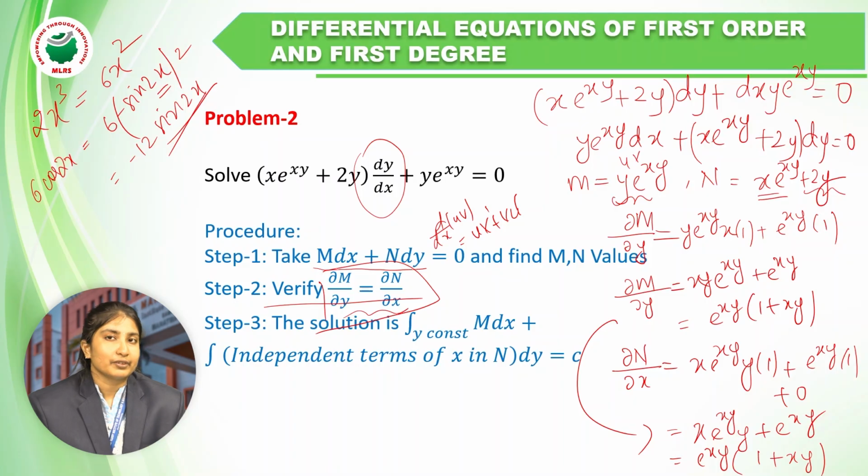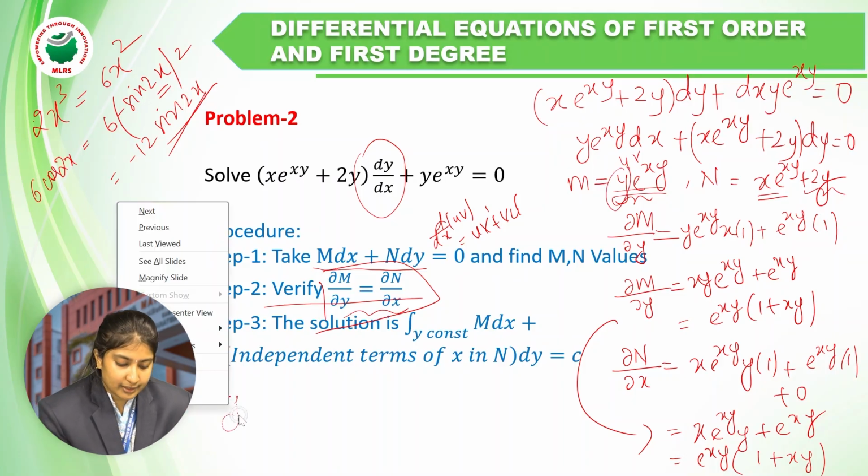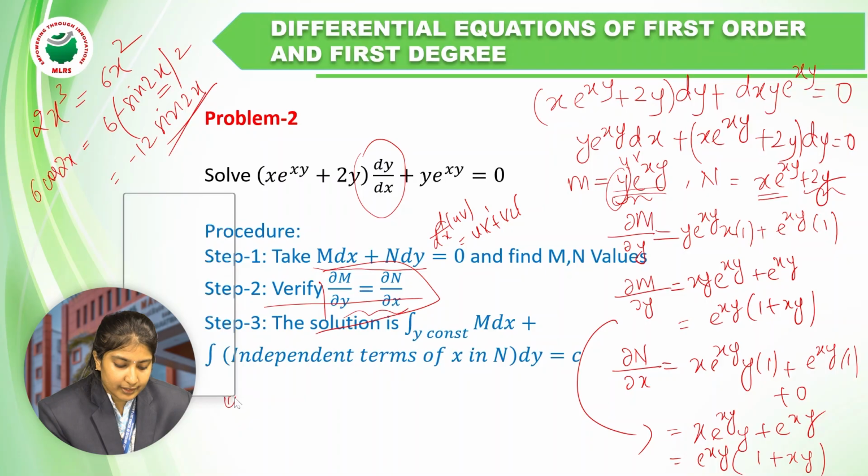Now what we have to do is find the solution. So to find the solution, we take the integral of M dx, again taking y constant. Where is my M here? This one. I have to take y constant, so I'll take y out. I have written y here, right?